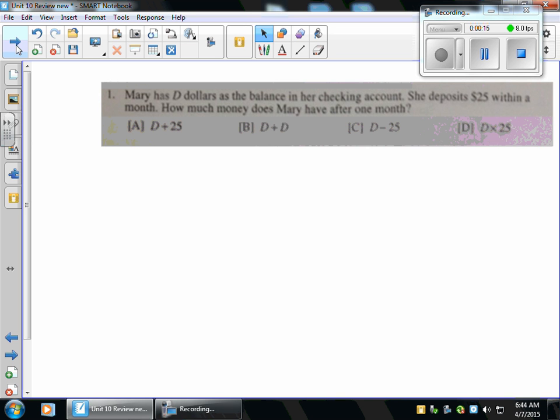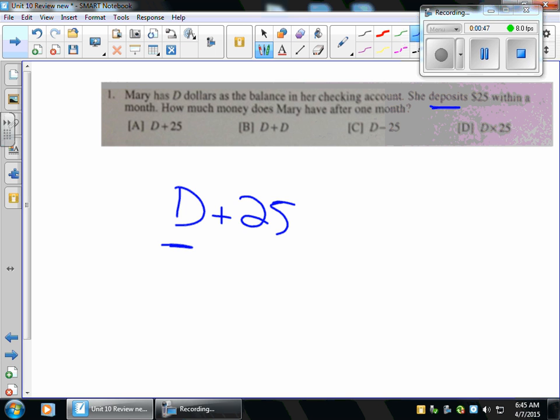Mary has $D as the balance in her checking account. She deposits $25 within a month. How much money does Mary have after 1 month? Keyword here, kids, is deposits. If you deposit money, you put money into it. So she has D dollars. We don't know how much. It could be $5. It could be $5,000. But if she deposits $25 within a month, she's taking what she already has, which is D, and she's adding that $25 in there. D plus 25. So your answer is A.